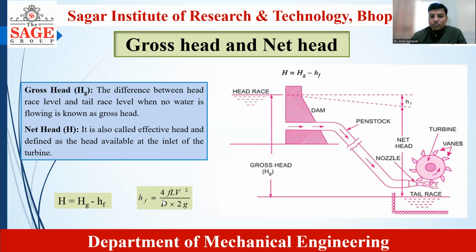And this Hf formula is 4fLV squared by D into 2g, which we have already studied in the fluid mechanics subject. So f is friction factor, L is length of pipe, V is the velocity of water in this pipe, D is the diameter of pipe, and g is gravitational acceleration. So once we know all the values, we can easily evaluate the loss of head due to friction. So these are the two heads, gross head and net head.